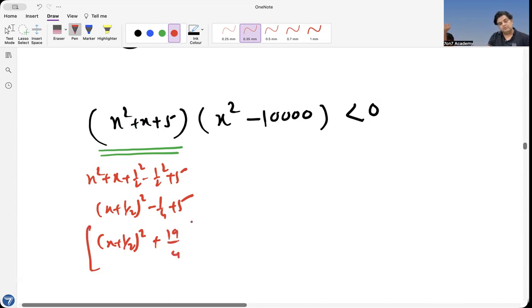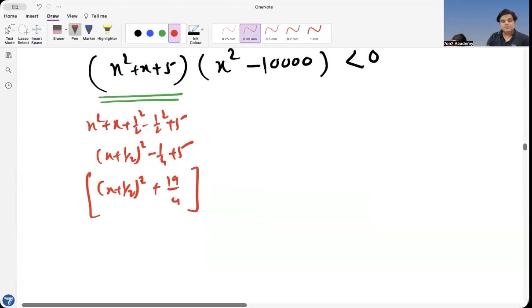19 over 4. So this will not be playing any role in solving the inequality, because when any x value is put, it will never be zero. It does not have any roots.